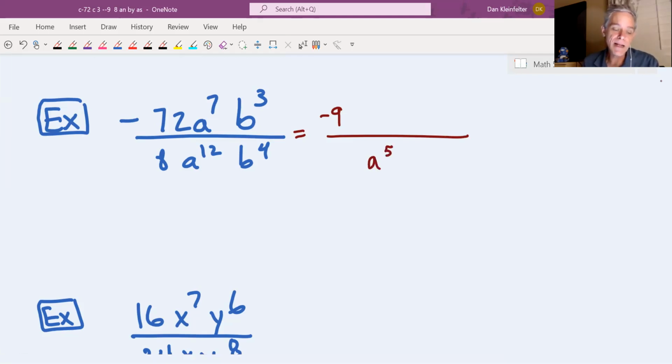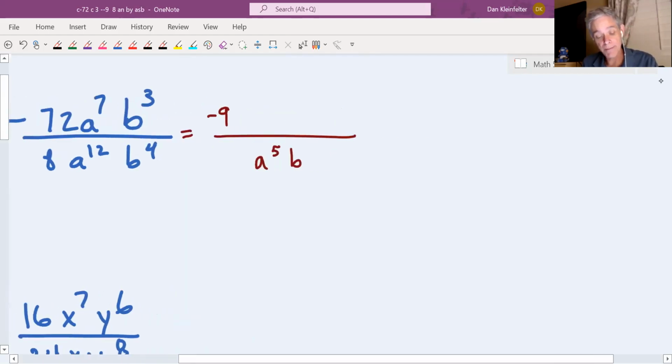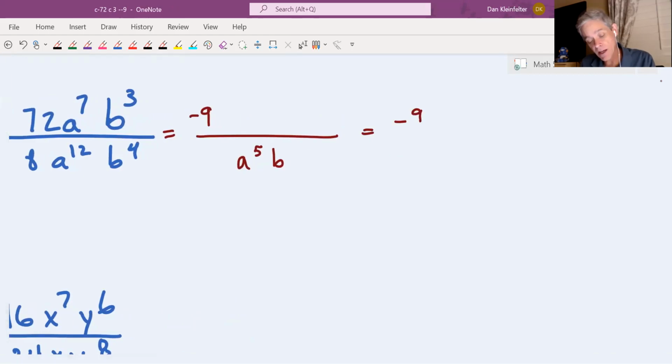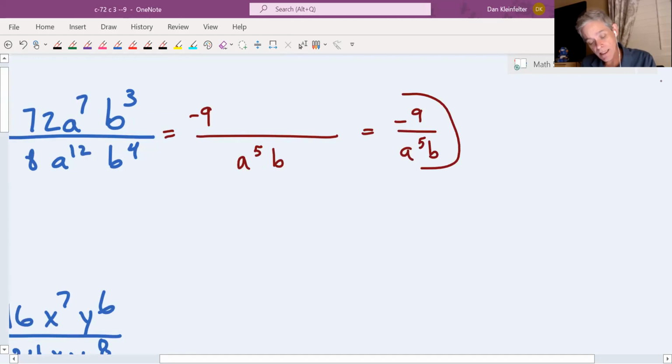We have b cubed up top and b to the 4th power in the bottom. There's one more b in the bottom. So we'll have negative 9 over a to the 5th b. And that's it.